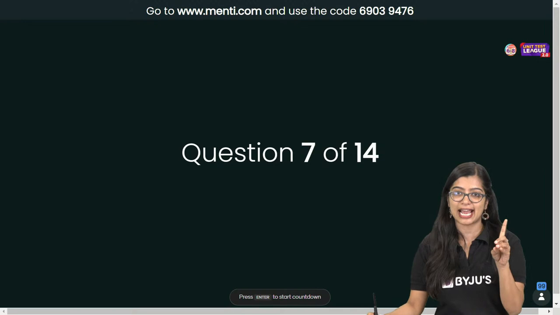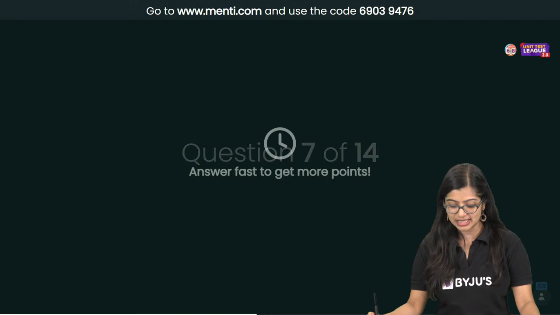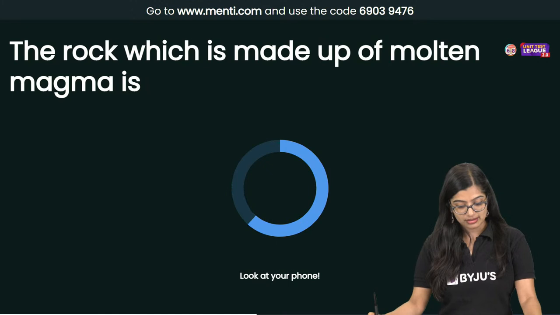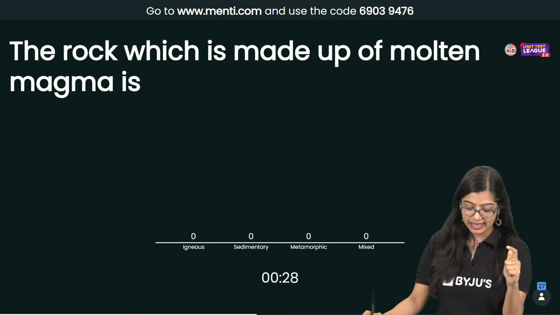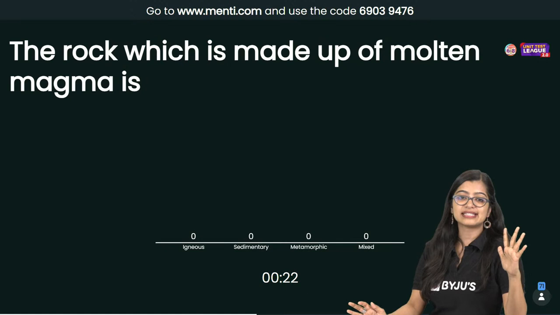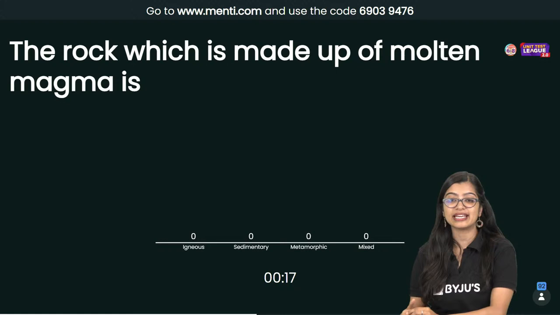Question number 7, everyone, on your screens. The rock which is made up of molten magma is what? Igneous, sedimentary, metamorphic, or mixed? Very simple and easy, right? It's also called primary rock. I have leaked the answer.